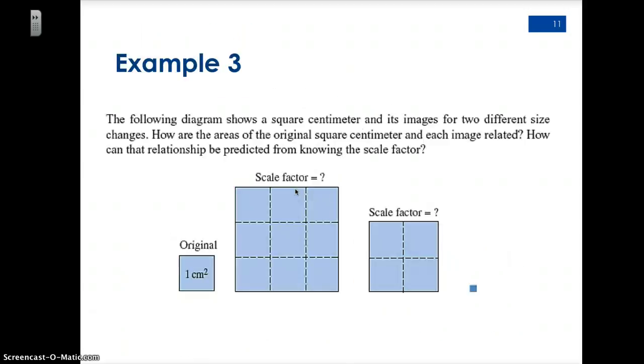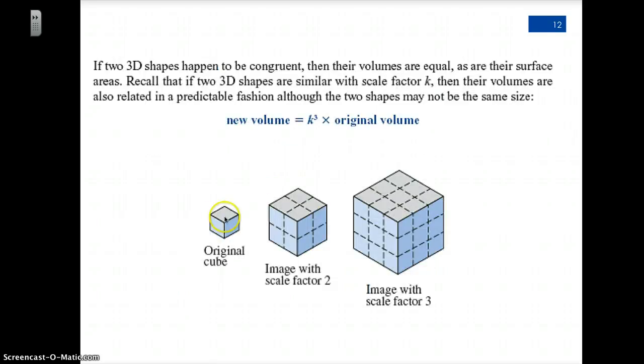Well, we talked about scale factor a lot. So if this is the original 1 centimeter cube, 1 centimeter square, what's the scale factor here? This is 3. And what's the scale factor here? This is 2.